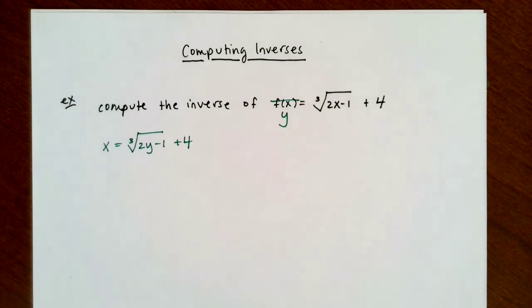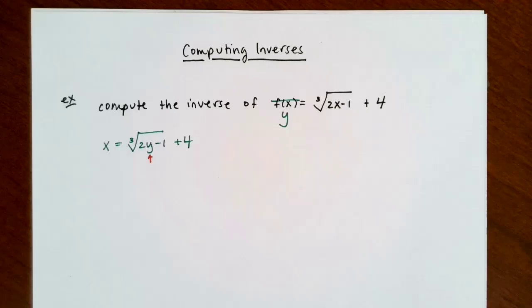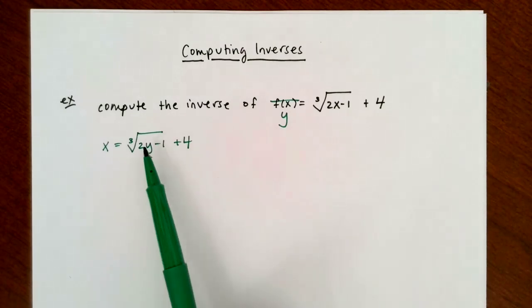Okay, so our next step is the most involved step of the inverse process, and that is solving for y. So right here, after we've made the x and y swap, now the y is kind of buried in the formula, and we have to dig it out. So your first step is to just put y in for the function notation, then swap x and y, then finally solve for y and put the function notation back in.